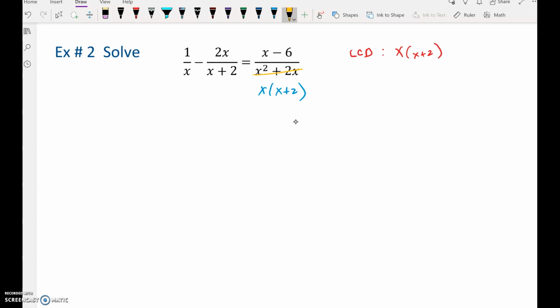Then what will happen here is each part you have to multiply by your common denominator. So your 1 over x, you're going to multiply by x plus 2 over x plus 2. Then our second part, the same thing. We got 2x over x plus 2 that we have to multiply by that LCD, x times x plus 2, and then equals to, let me just rewrite this again.